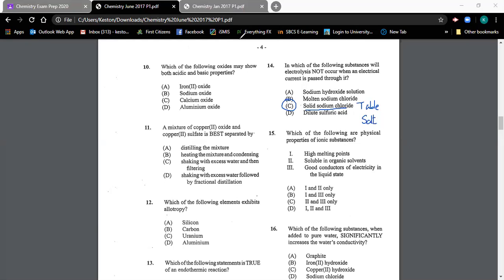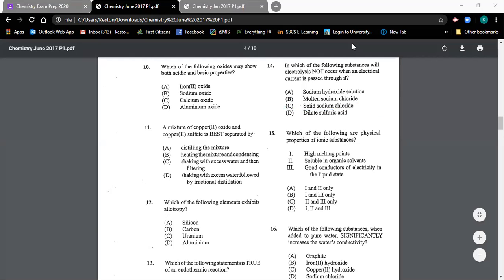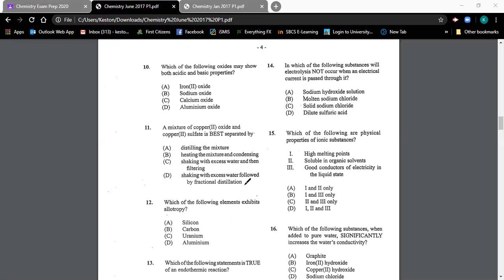15. Which of the following are physical properties of ionic substances? Ionic substances. Yes, I agree with you, Navin. Any other answers? Yes, that's good, Cyan. Right, so high melting points. Good, Kira. Very high melting points.